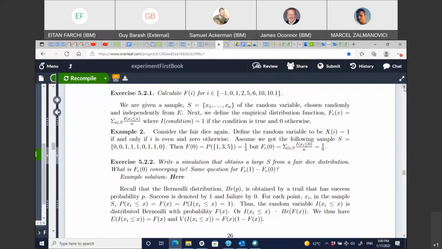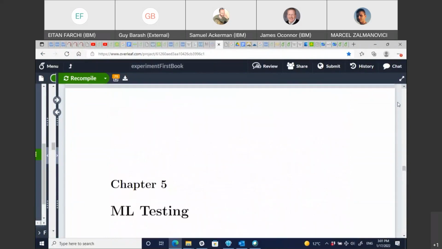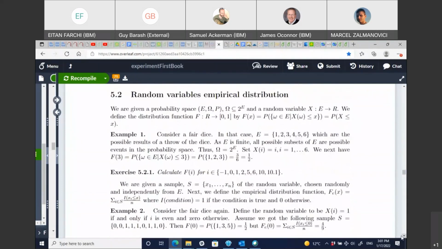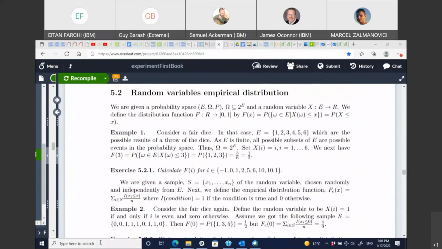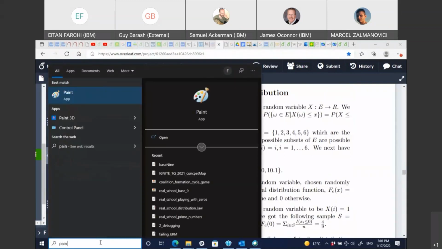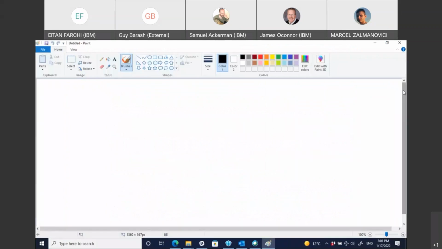So today I'm starting to speak about machine learning testing, following the chapter on machine learning testing, chapter number 5. I want to say two things to start us off, and then I want to talk a bit about the basic concepts here. I won't cover the entire chapter today, but it will be a start.